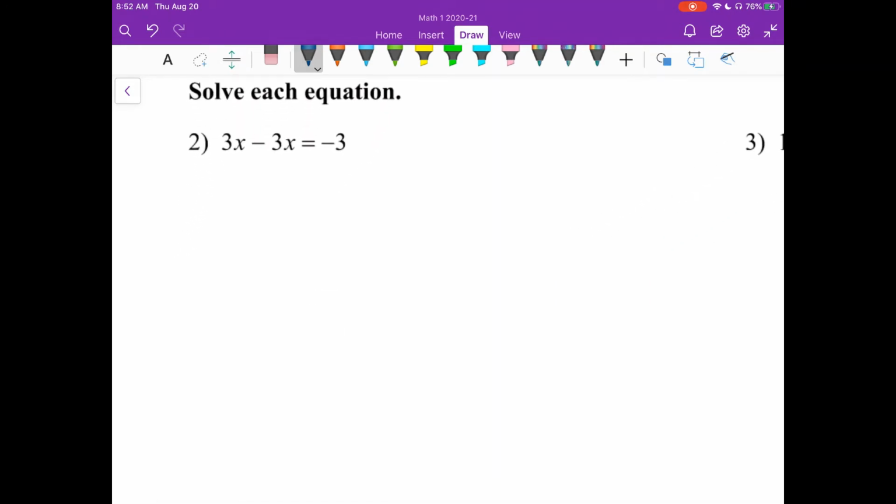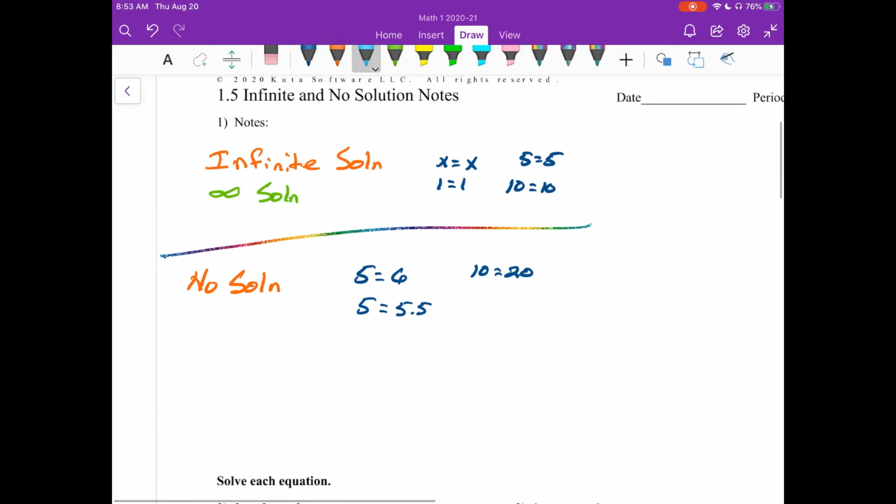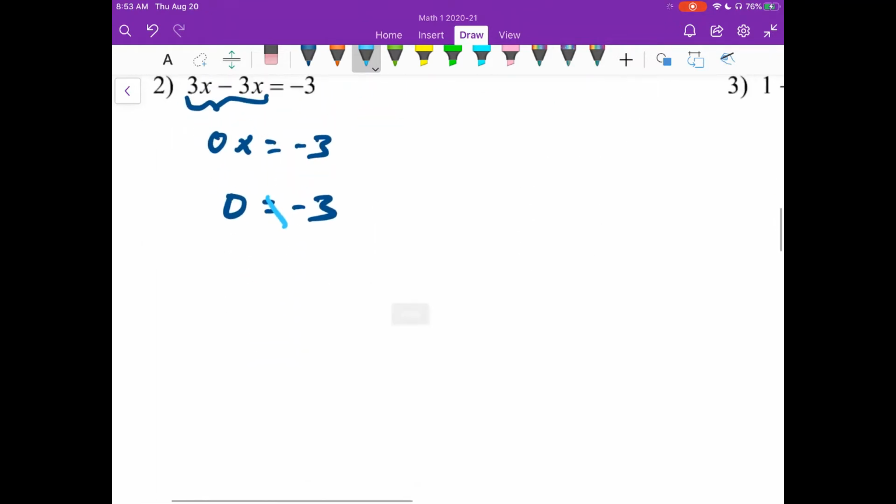We can, on the left here, combine like terms. You got a 3x and a 3x. Well, 3 minus 3 is 0, so we could say 0x equals negative 3. But this would be the same thing as saying 0 equals negative 3, right? If you have 0x, that's just 0. 0 does not equal negative 3. It never has and it never will. So if we look back up top, where is it that we have something that doesn't make sense? The ones that don't make sense are the no solutions. So this is going to be no solution.